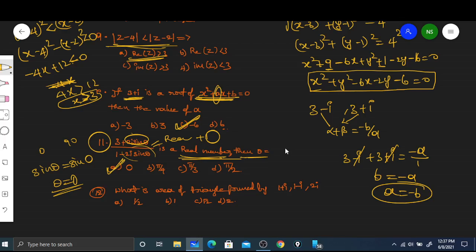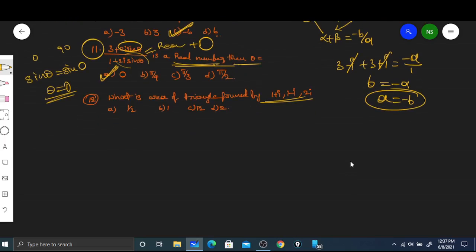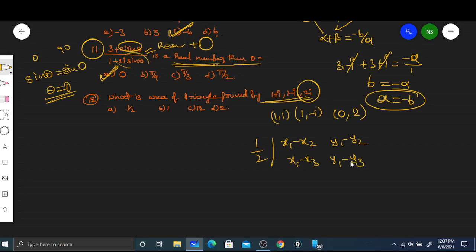What is the area of the triangle formed by these three complex numbers? If they give the complex numbers, we can find the points. What are the points here? 1 comma 1, 1 comma minus 1, and they have not given the real part here, so you can take 0 comma 2. Find the area of the triangle formed by this. We have a formula: half modulus of x1 minus x2, y1 minus y2, x1 minus x3, y1 minus y3. If we substitute them here, we will get the final answer.